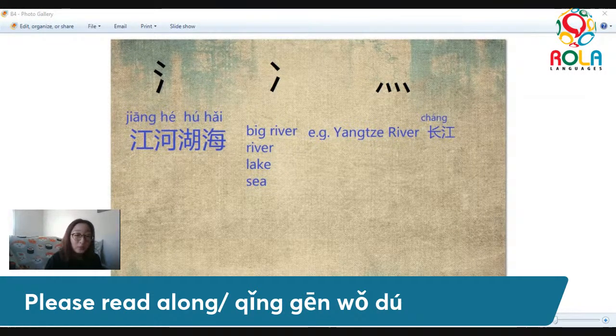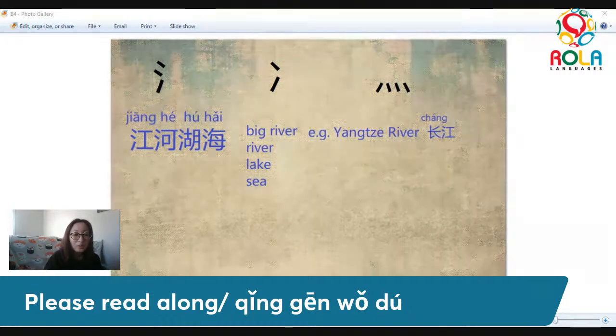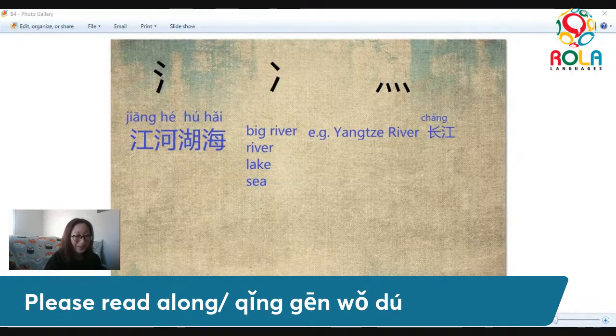So it's quite a big river, but it is still a river. So hence, when we say Jiang, it means a big, long river. And then in Mandarin, for Yangtze River, the name is literally Changjiang. Chang means long, so Changjiang means long river, which that's what it is. It's a long river.